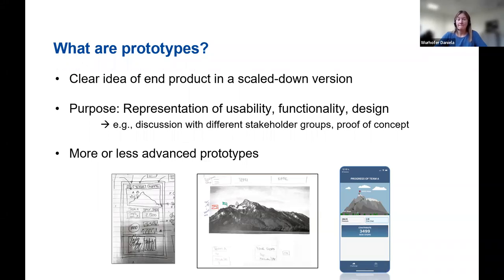product at the end. So prototypes can be used for discussion with different stakeholder groups, or it can be used to provide a proof of concept and to really find out more about what stakeholders or users want to have and how to implement this. And there can be more or less advanced prototypes. So this can go from paper prototypes to more advanced sketches to real click prototypes or even functional prototypes at the end. So it always depends on the goal which you want to reach at the end.